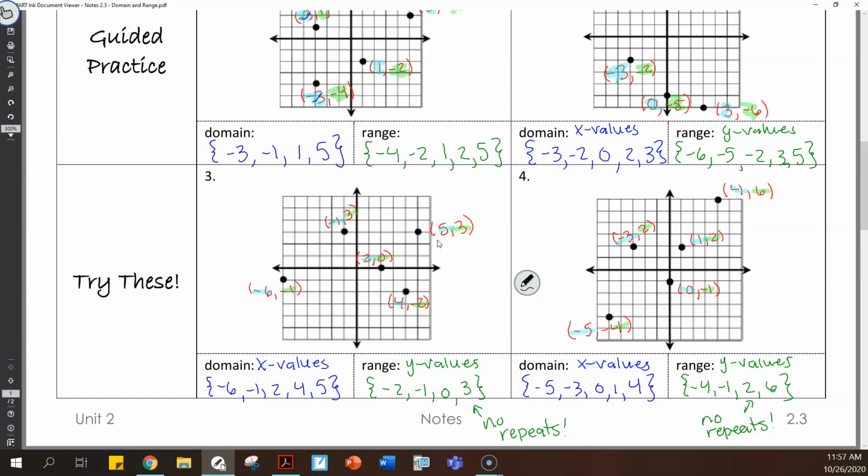For number 4, same stuff. For the domain, you should have gotten negative 5, negative 3, 0, 1, and 4. For the range, you should have gotten negative 4, 1, 2, just 1, 2, even though we have 2 separate points, I don't want to repeat, and 6.